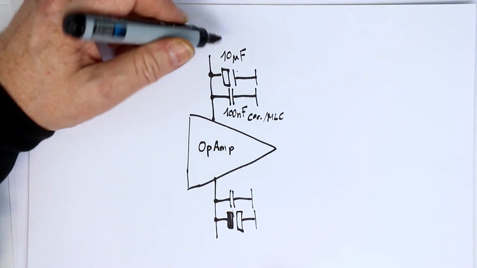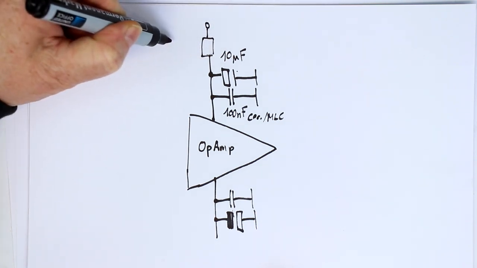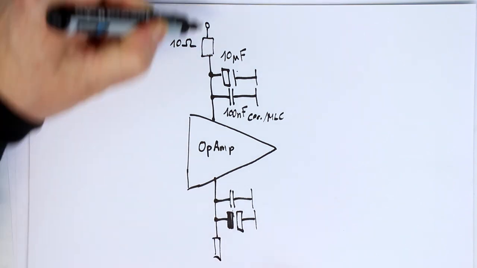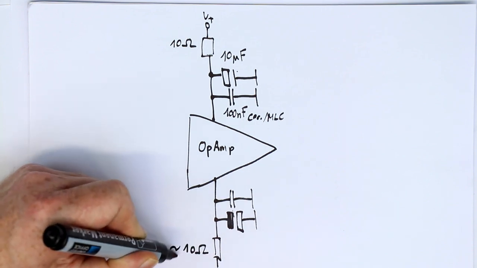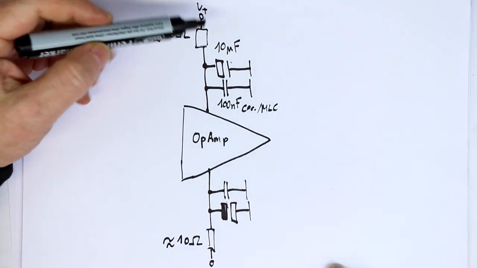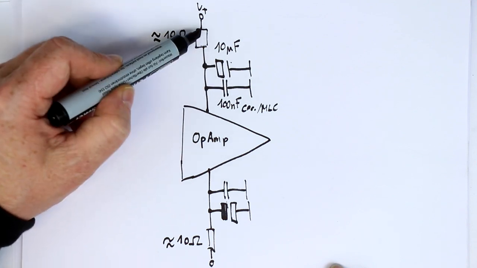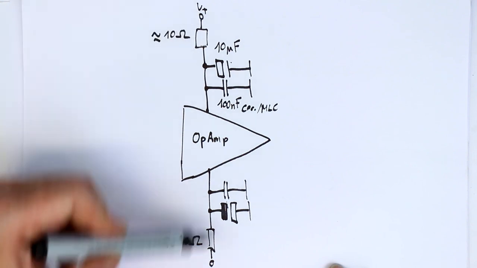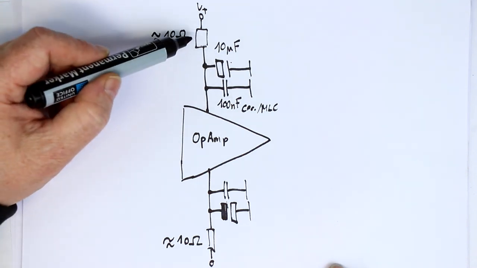But in precision op-amp circuits, there's another little trick. You add a series resistor in the range between 1 and 100 ohms. The typical value is 10 ohms before you connect it to V plus and V minus. And this gives additional noise suppression. Why? Well, this series resistor in combination with these two capacitors makes a low pass filter. So any noise that is present on the V plus or on the V minus line is filtered out by 20 dB or more, depending on which values you choose.